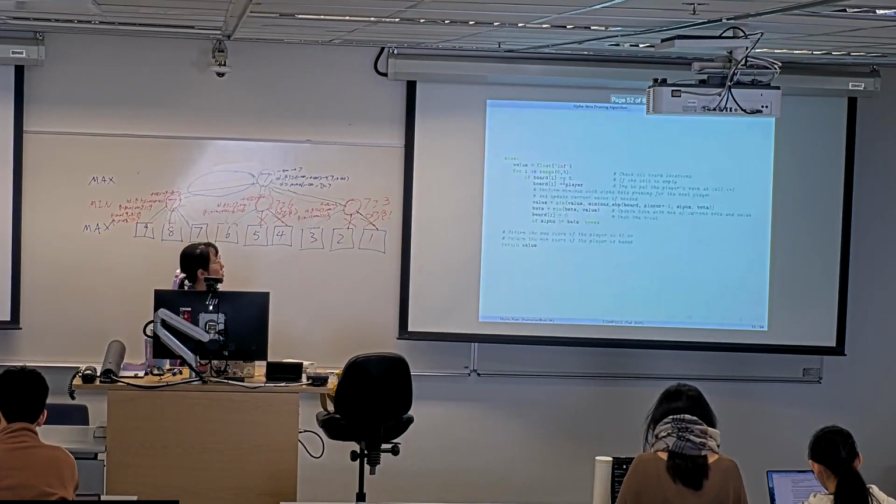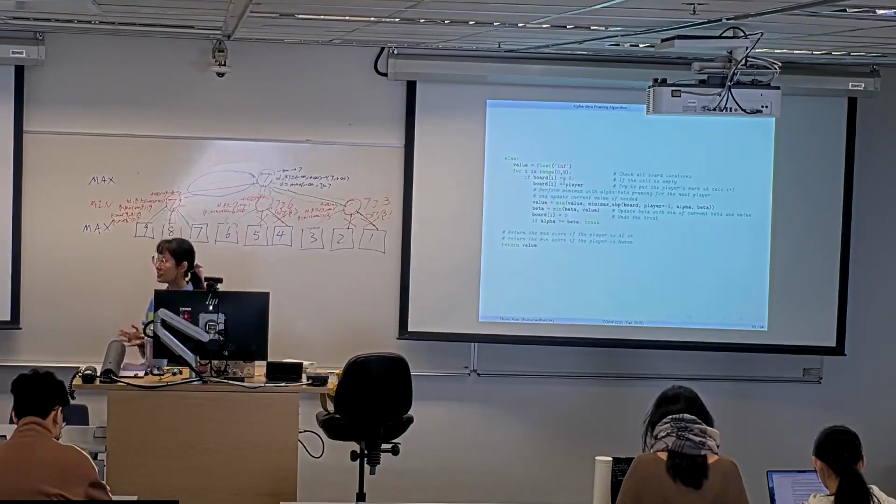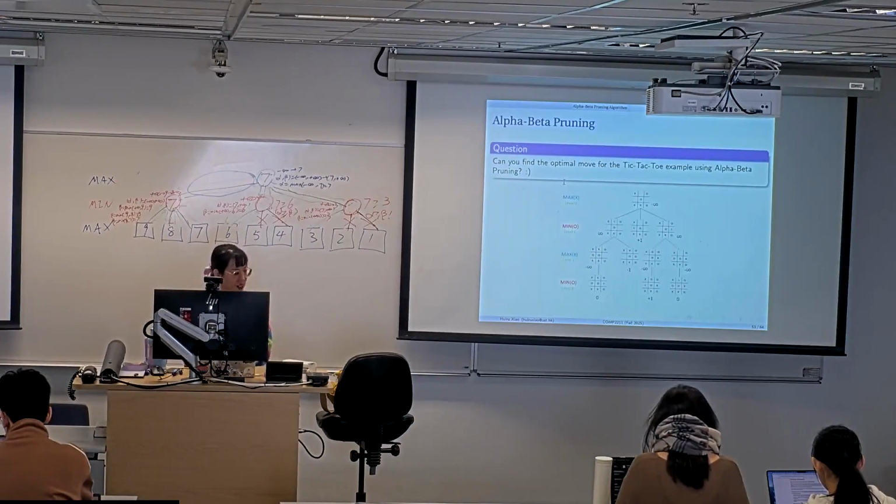Alright, so any questions so far regarding the alpha beta pruning implementation? Great, if no question, then let's take a 5 minutes break. After that, we will continue with some new problems and limitations with the alpha beta pruning.